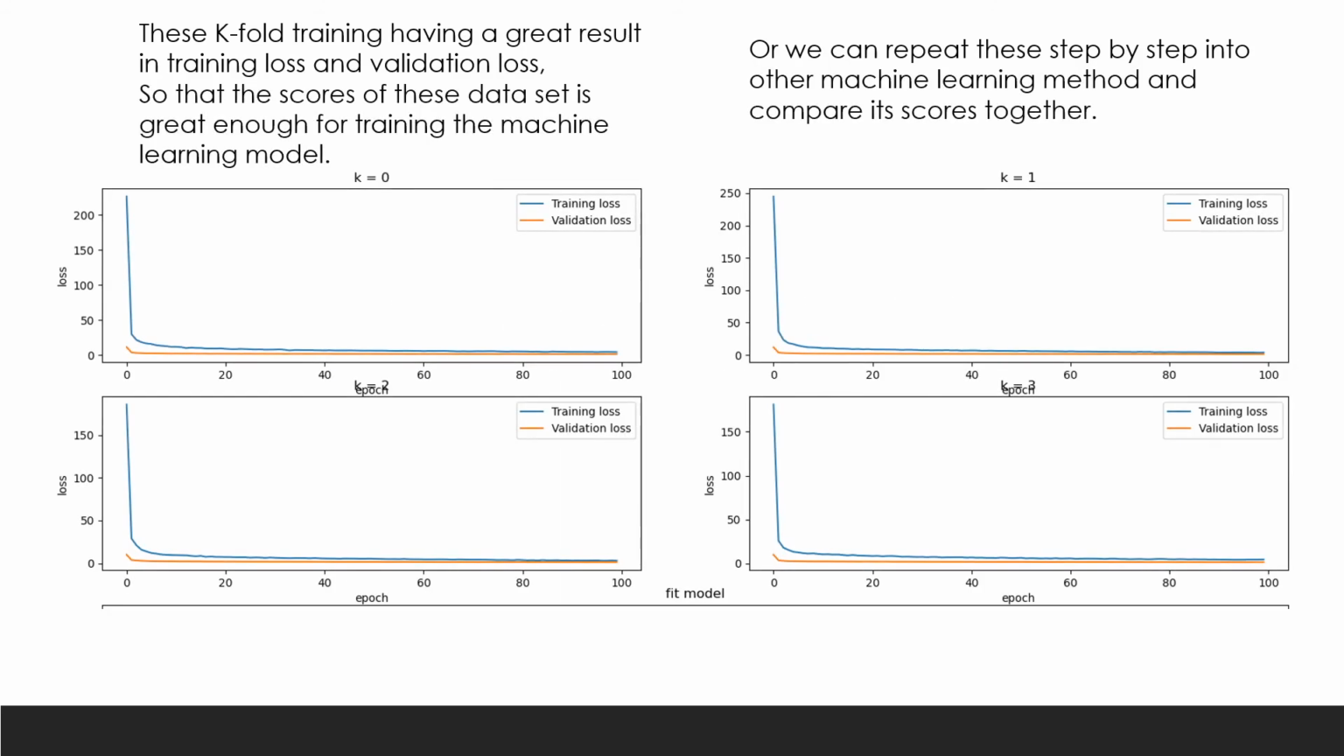Result. This k-fold training has a great result in training loss and validation loss, so the scores of this data set are great enough for training the machine learning model. Or we can repeat these steps with other machine learning methods and compare their scores together. End.